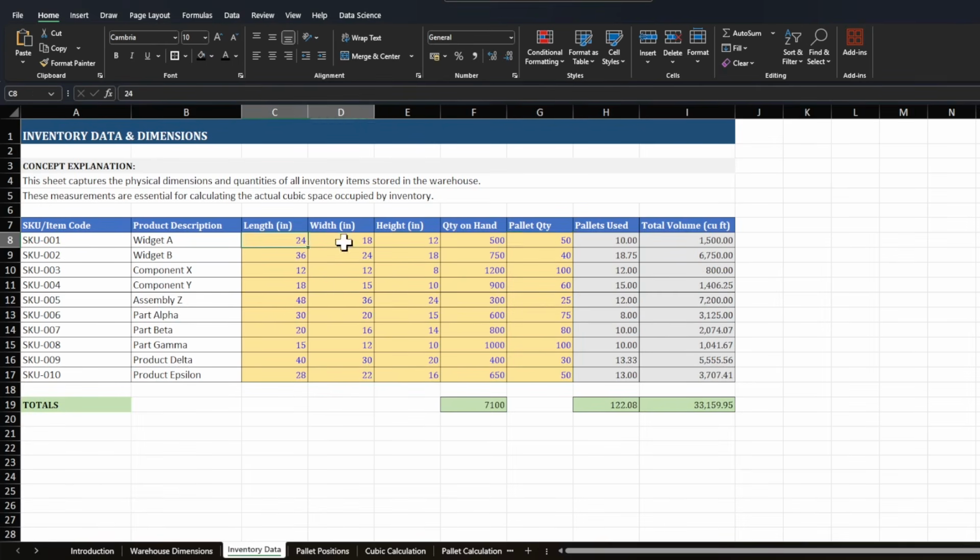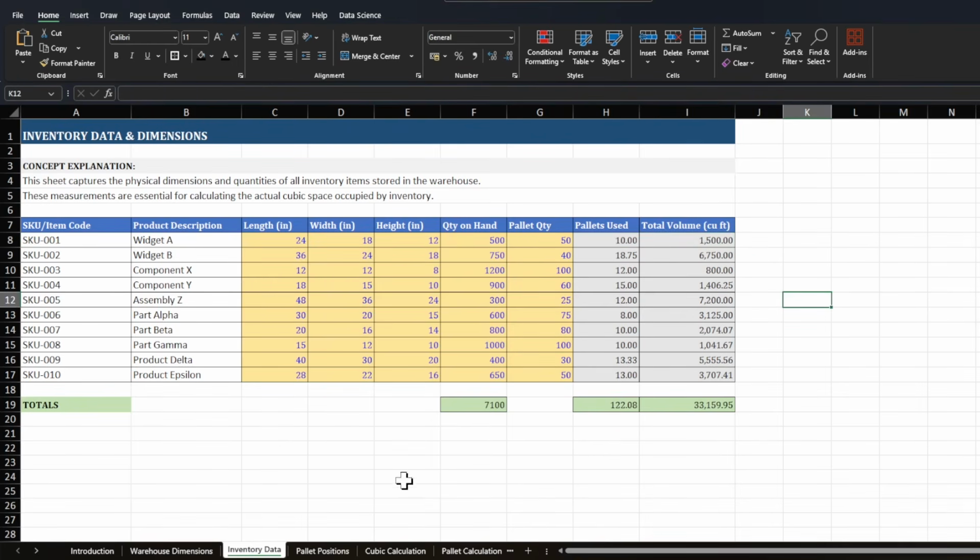Now after having all of this information available, we can calculate that for this much on-hand quantity, 10 pallets are required. And if we convert the volume from cubic inches to cubic feet, we need to divide it by 1728, and that is why we are getting the total volume of that SKU.